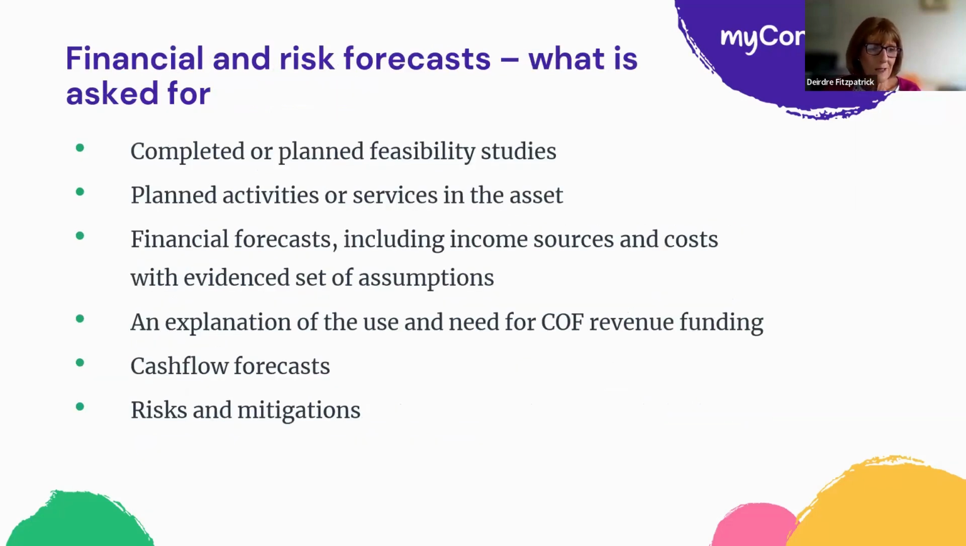So financial and risk forecasts, what are they asking for? They're asking for any completed or planned feasibility studies, feasibility into the success of the building and the actual building, any planned activities or services in the asset, which you will already have covered, to be honest, because that came up under the strategic case as well. What were the activities that you're going to offer? So you don't necessarily have to cut and paste, but you will have to repeat some of it in terms of what you're going to do and why that's going to happen. So it'll be more a summarized version of what you might have put in earlier to prove that, and also showing that it fits within the building.